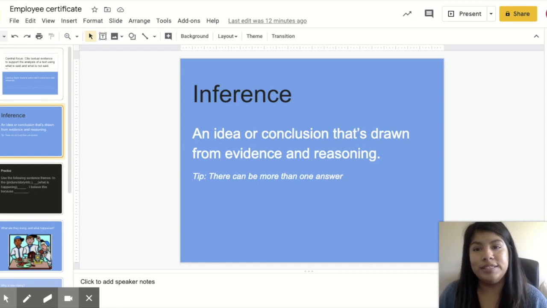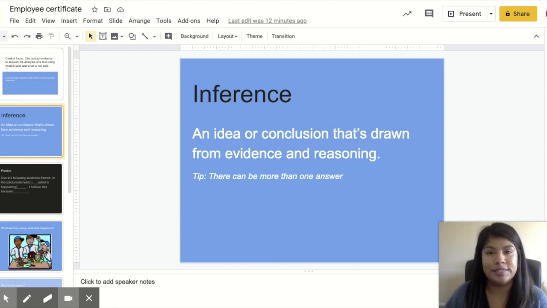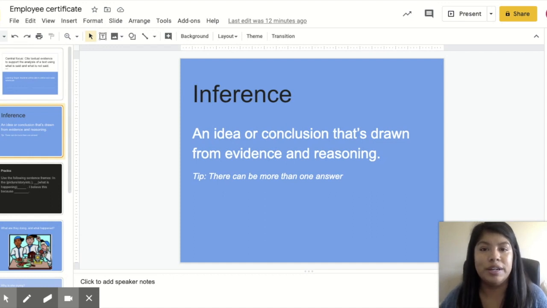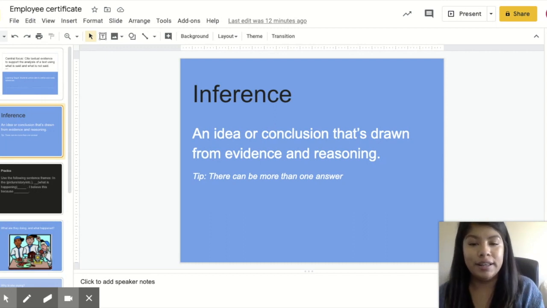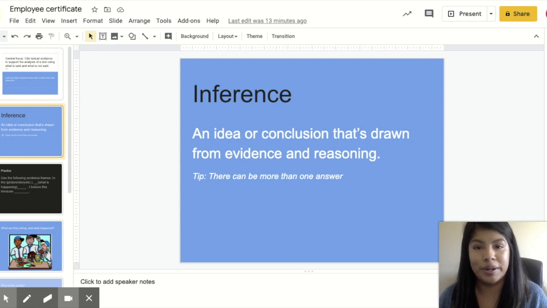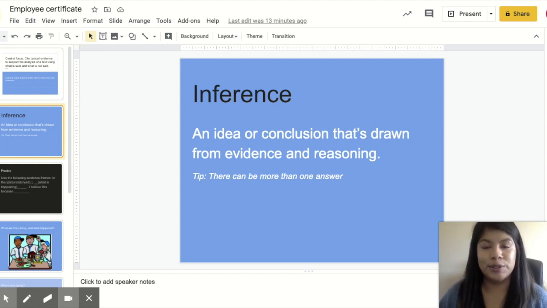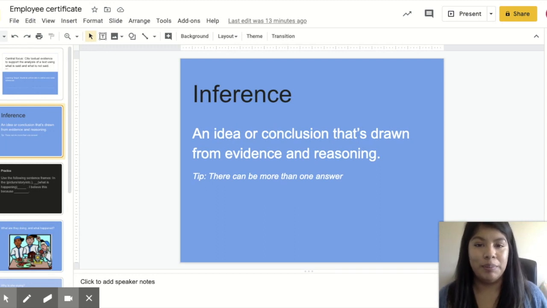So what is an inference? An idea or a conclusion that's drawn from evidence and reasoning. For inference, we're going to use a little gesture with your hand, if you can see it. That's just going to be you looking at the small details and trying to find out what is going on, what is happening, because that is what an inference is. So if you could just do that in your room or wherever you are, say inference and then look around with your little magnifying glass.